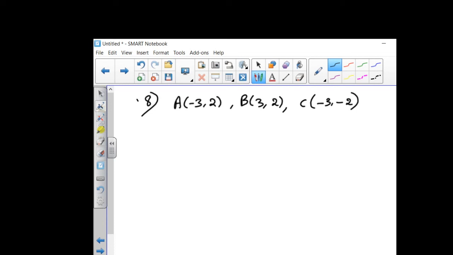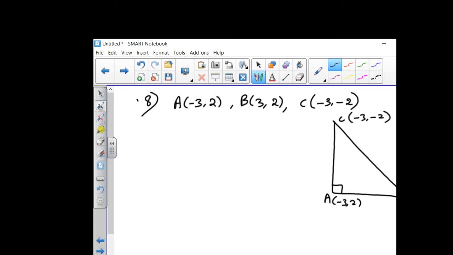Or the vertices of the right triangle. Okay. So these points are the vertices of a right triangle. So that means any one of the angles must be 90 degrees. That right angle is at A. So you can take it as this is A, B, C. A point is minus 3 comma 2 and B point is 3 comma 2. Then C point is minus 3 comma minus 2.